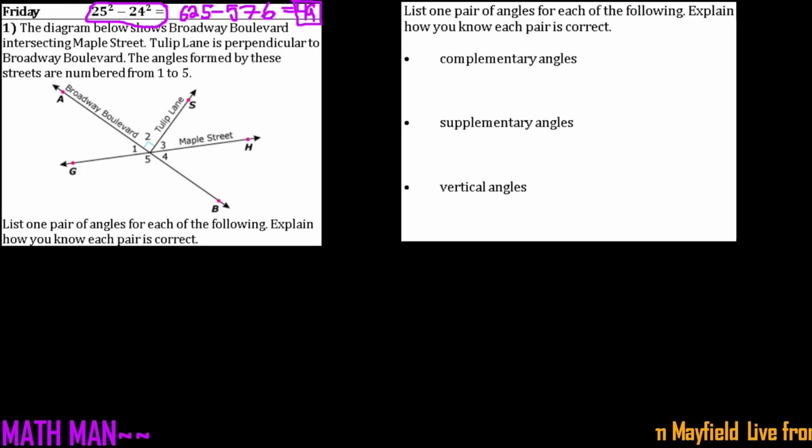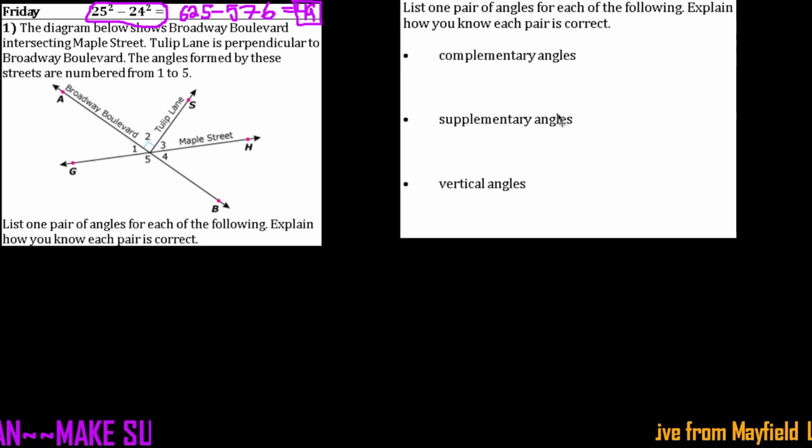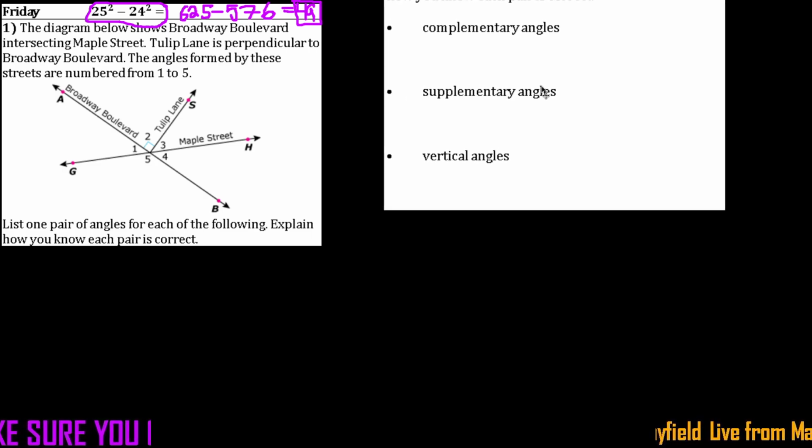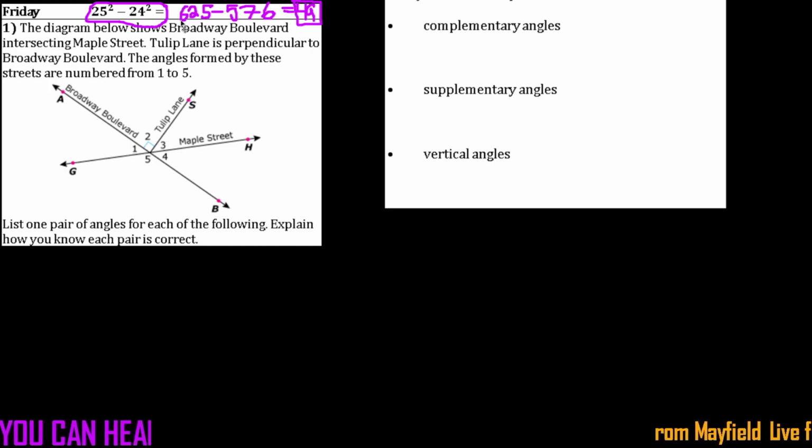So make sure you're seeing it like this. For complementary angles, complementary means they add up to 90 degrees. So we know that angle 3 and angle 4 are complementary angles because they add up to 90 degrees and they form a straight angle with angle 2. So let me highlight what I'm referring to. So I have angle 3 and angle 4.